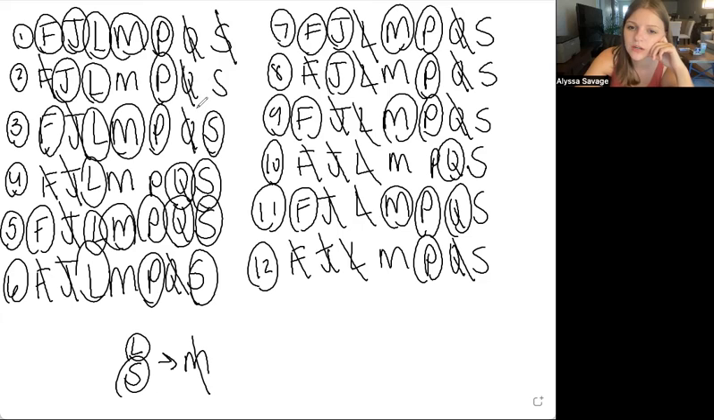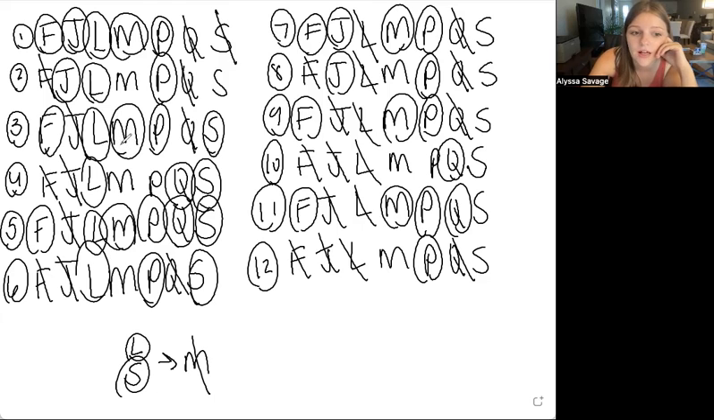Number 2, I'm going to leave that alone for right now because it could go either way. If I put M in, then I have to take out S. And if I put S in, then I would have to take out M. So I'm going to leave it alone for right now. I'll come back to it.